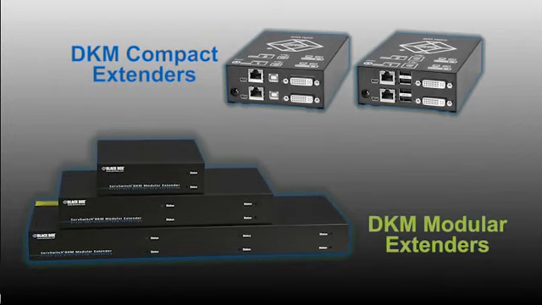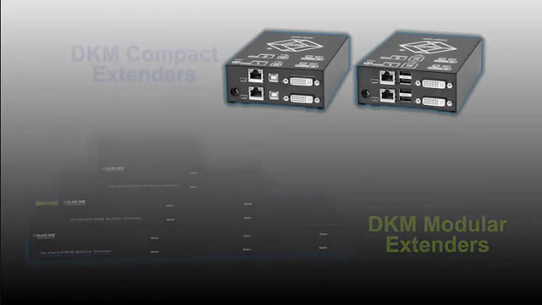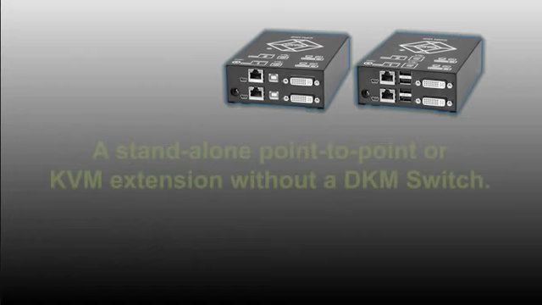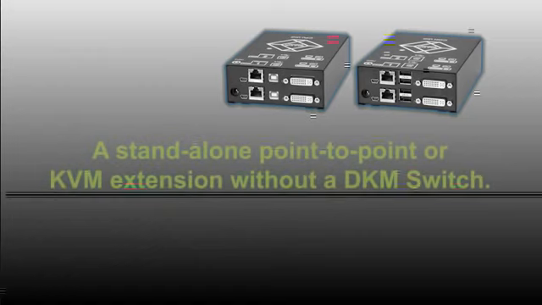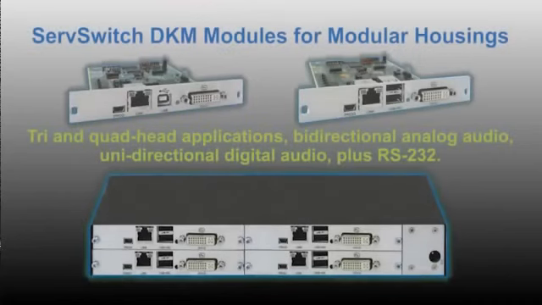The SurfSwitch Dkm Fx also has 2 different styles of transmitters and receivers. The first style is the compact version. The compact version will be able to cover almost 85 to 90% of your needs. We offer different variants such as single head DVI, dual head DVI, USB HID for keyboard and mouse, and basic audio.